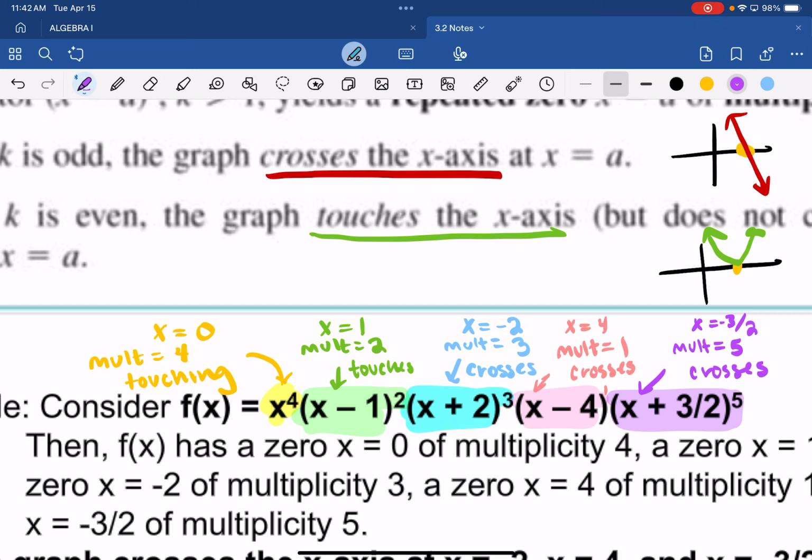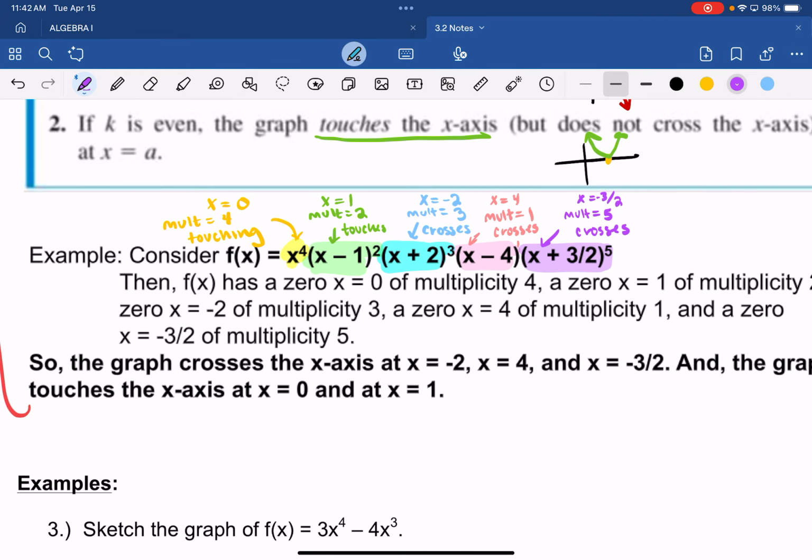All right. Any questions on that? Again, we're just kind of memorizing patterns. That's all this really is. Memorizing that if I have an even or an odd, that tells me if it's going to touch there, kind of touch and bounce back, or cross.